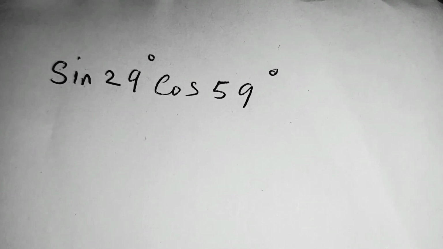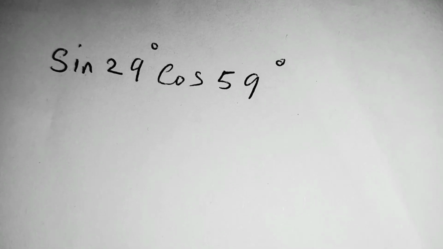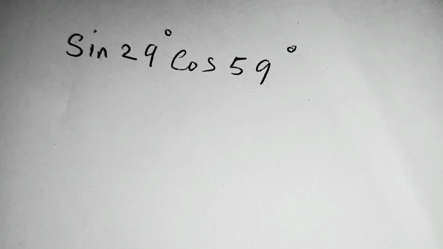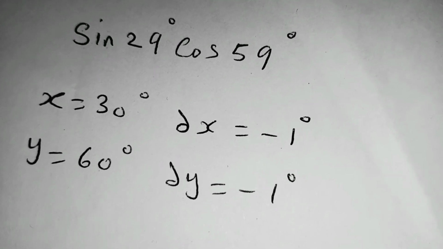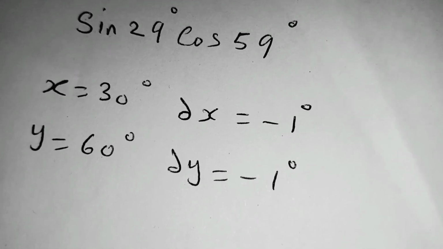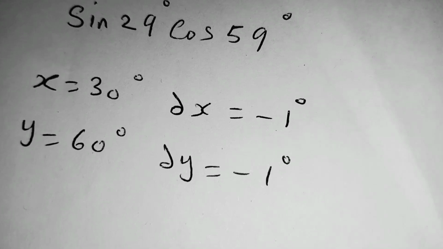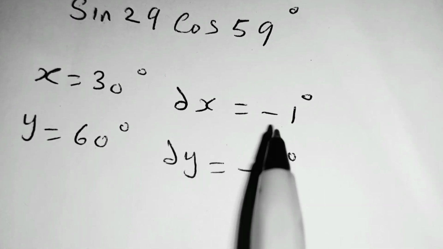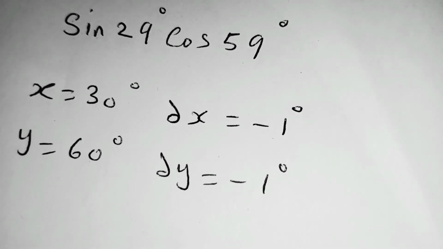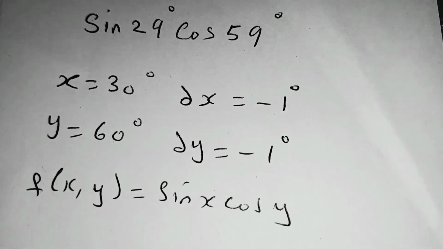In this video, you are going to see how you can use the method of differential to approximate sine of 29 degrees and the cos of 59 degrees. So we let x be equal to 30 degrees, small change in x, negative 1 degrees, y 60 degrees, and a small change in y, negative 1 degrees.